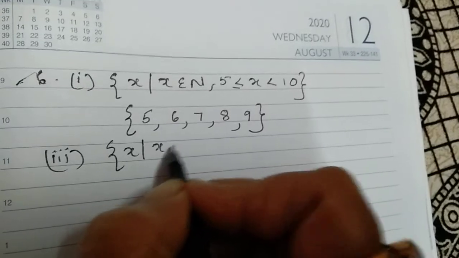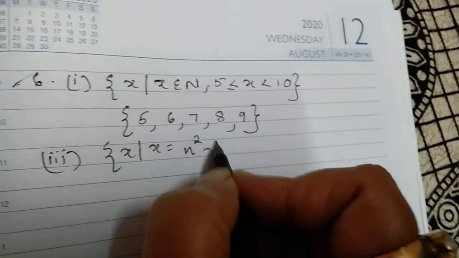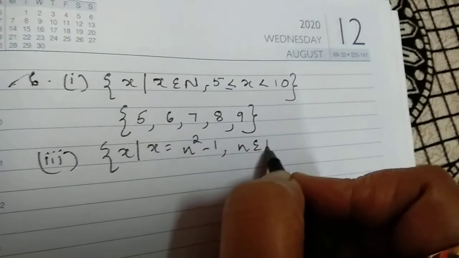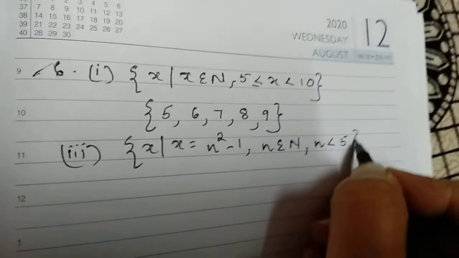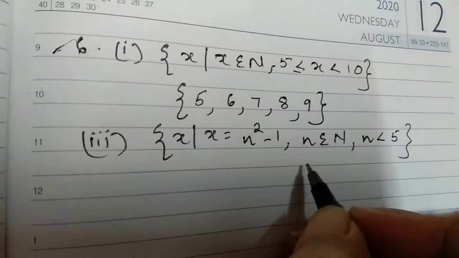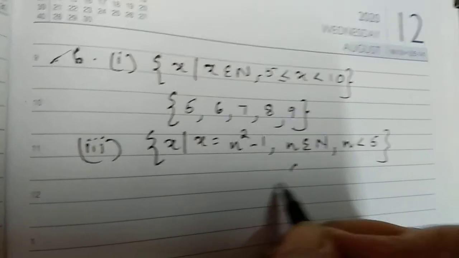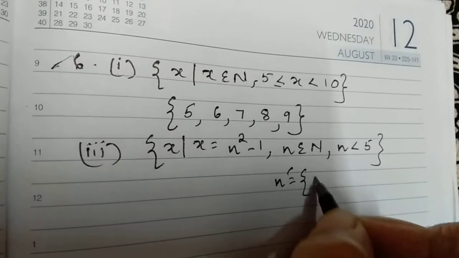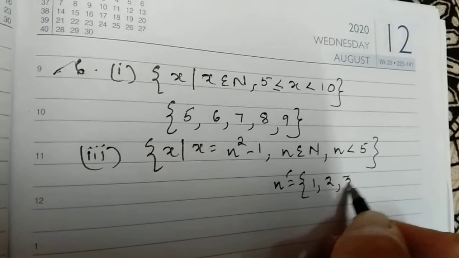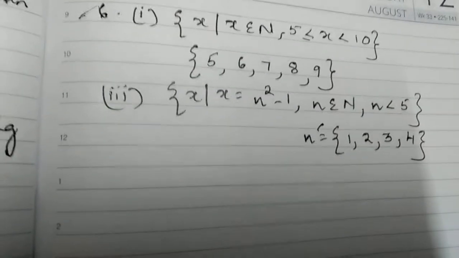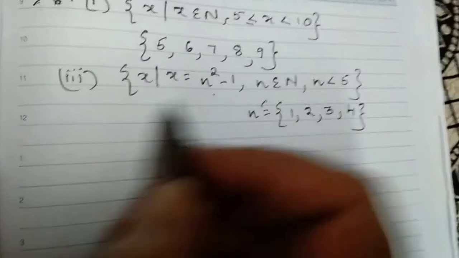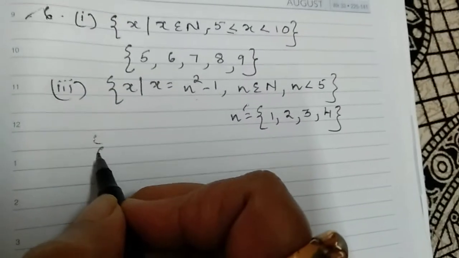x such that x is equal to n square minus 1, n belongs to natural numbers and n is less than 5. So first you find out the natural numbers which are less than 5. So n is equal to 1, 2, 3, 4, less than 5. Natural numbers, girls, start from 1 and whole numbers start from 0. So n square minus 1 actually is the set.